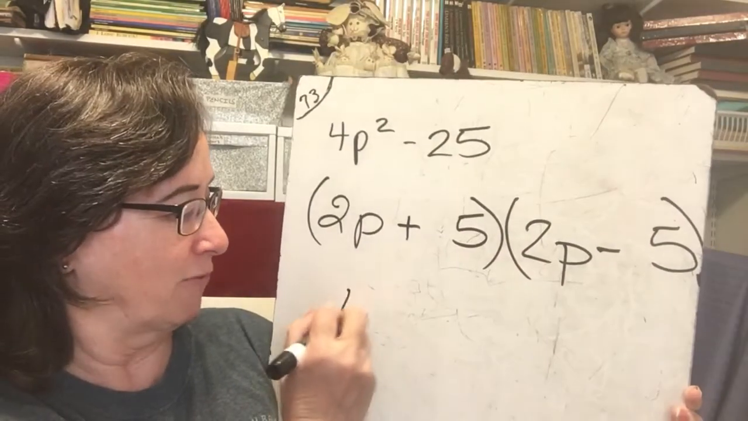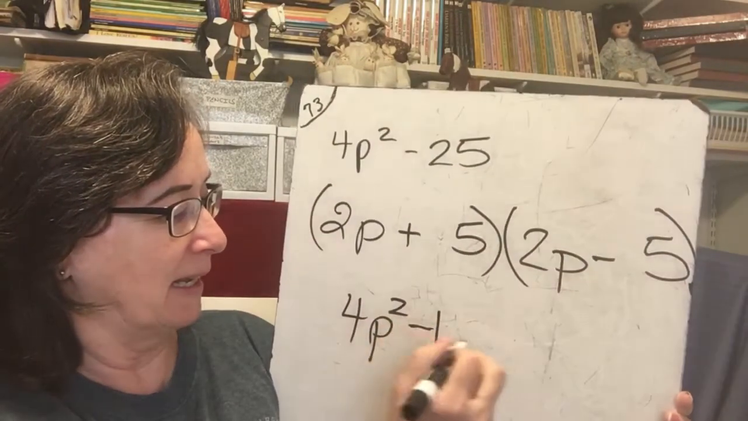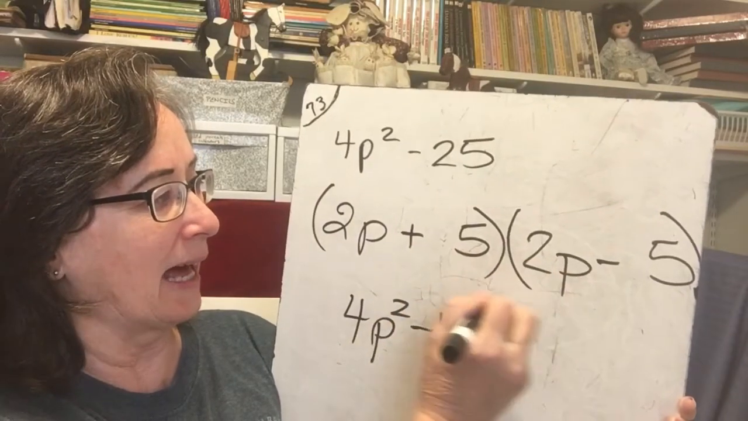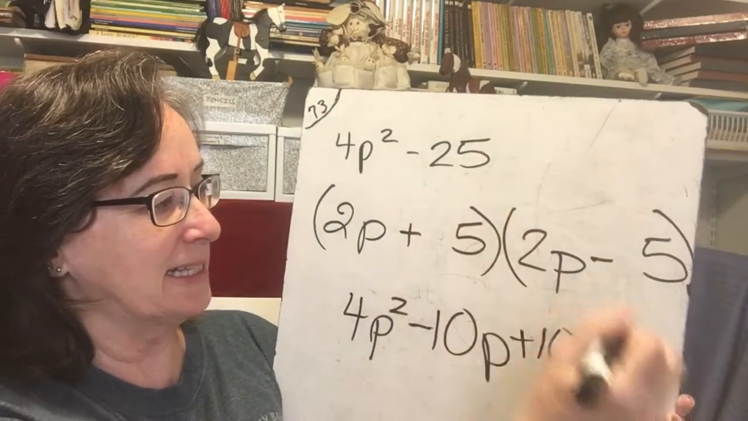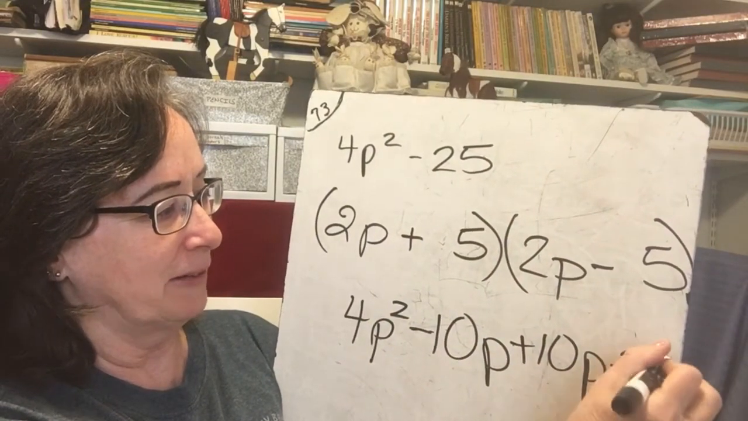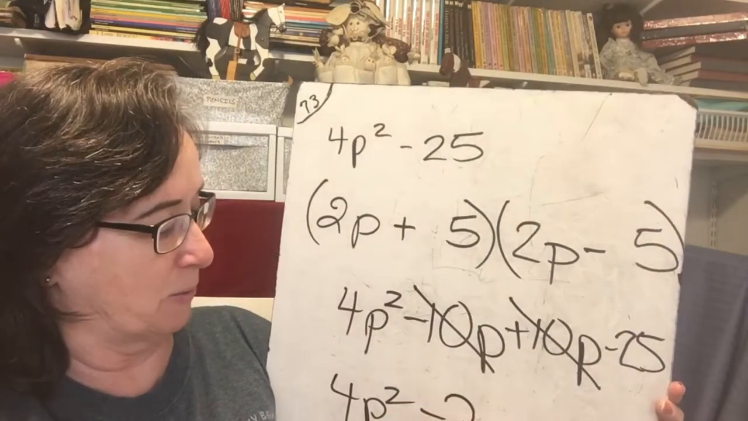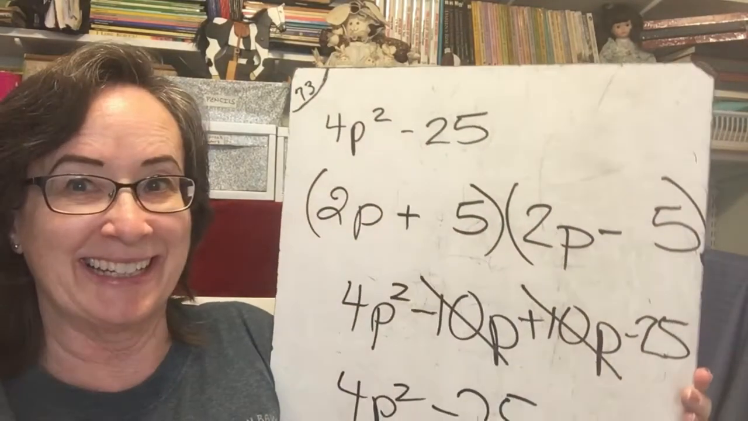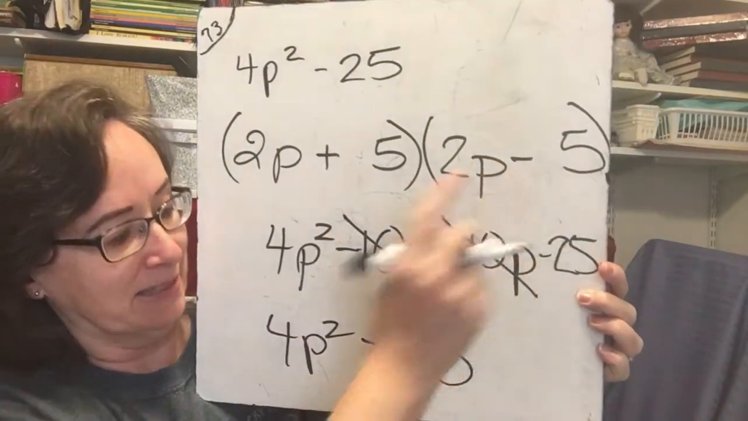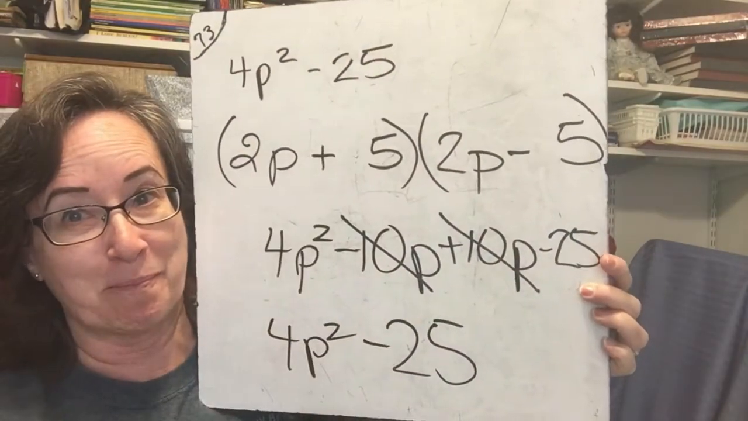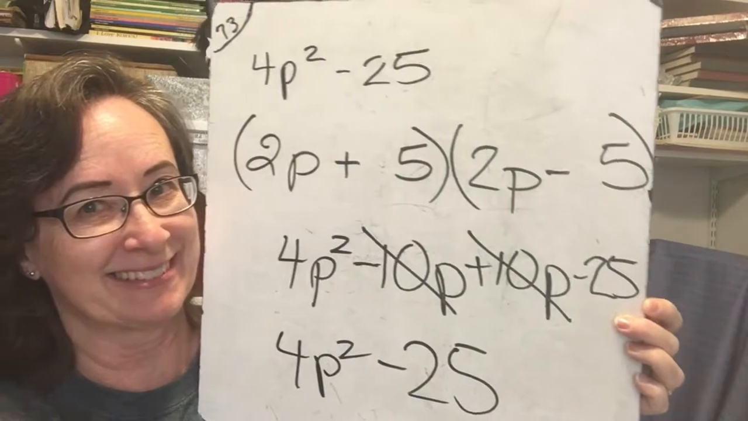First is 4p squared. Outside is negative 10p. Inside is positive 10p. Last is negative 25. 4p squared, cancel, minus 25. Isn't that what I wanted it to wind up to be? So there are your factors, and this is the product that shows you we go back to what we wanted. Difference of two squares is pretty fun. Okay, let's do the next one.